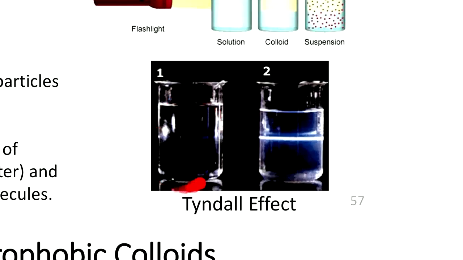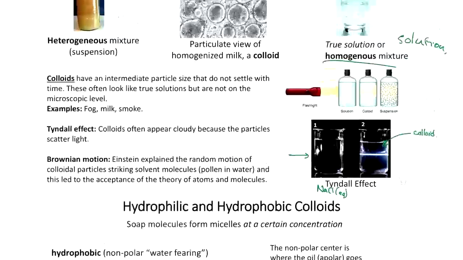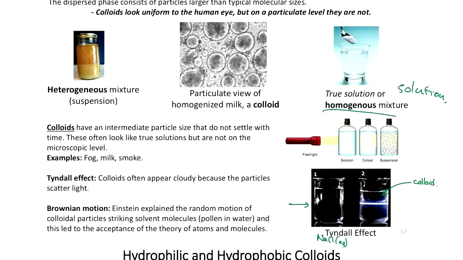So here's an example. This could be salt water, aqueous. We're shining a light on it, and see how you can't see the light at all through it? It's not reflecting off of anything because the NaCl particles are so small. But if you shine that same light through a colloid, see how you actually see the beam of light going through? That is a consequence of this being a colloid. It is not a true solution, and it exhibits the Tyndall effect due to the fact that there are larger particles in inconsistent sizes.